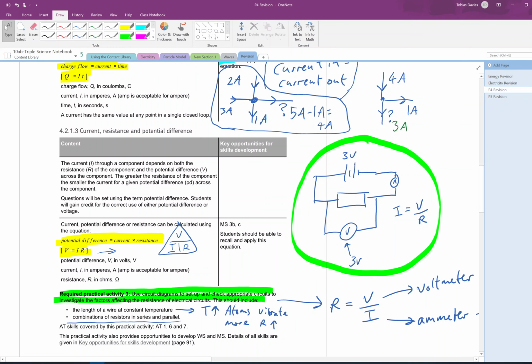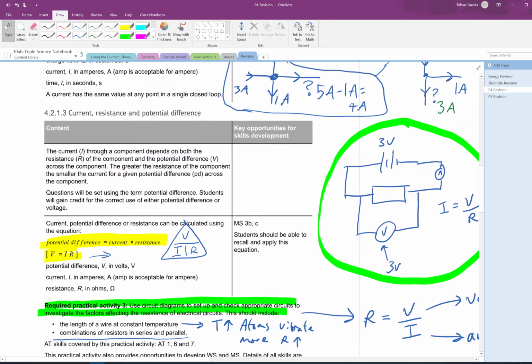What links that potential difference with the current is resistance. So this is Ohm's law. Potential difference is current multiplied by resistance. For any circuit there will be a resistance, which is a property of the circuit, and there will be a potential difference across to make the current flow, and there will be a current flowing.